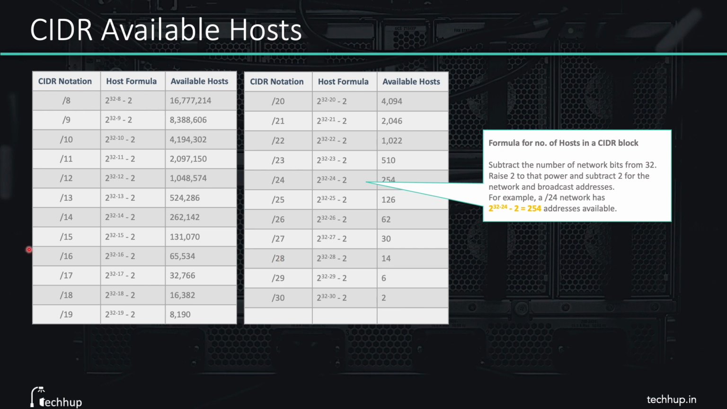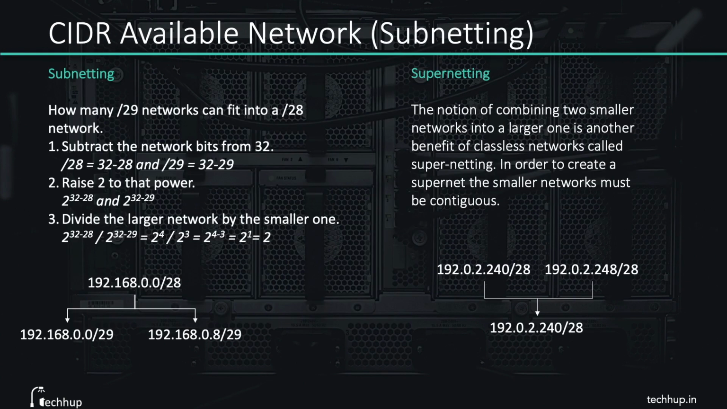Now, this is a crude way of calculating it, but if you want to apply a technique to calculate this, the steps that you can follow are like this. Subtract the network bits from 32 for both the networks and then raise it to the power of 2. Once you have done that, you divide the larger network by the smaller network. And what you get as a value is the number of /29 networks, or the smaller network, that can be fit into the larger network in the equation.